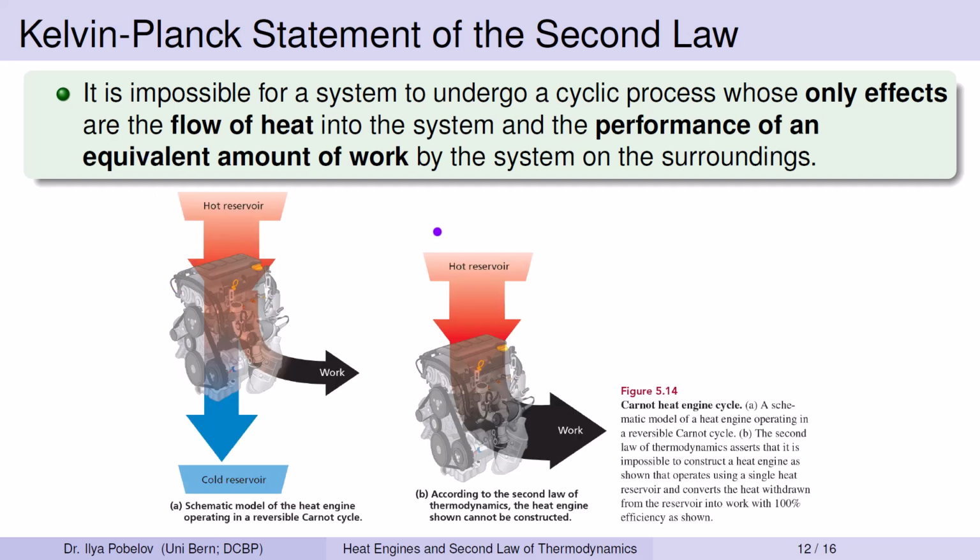This concept is visualized in the figure. Part A on the left shows a schematic model of a heat engine operating in a reversible Carnot cycle between a hot and a cold reservoir. In contrast, Part B on the right illustrates a hypothetical engine that would extract heat from a single hot reservoir and convert it entirely into work. According to the second law, such an engine cannot be constructed, as it violates the principle stated by Kelvin and Planck. This formulation highlights the necessity of a temperature difference for the conversion of heat into work, emphasizing that a cold reservoir is essential in any real heat engine cycle.